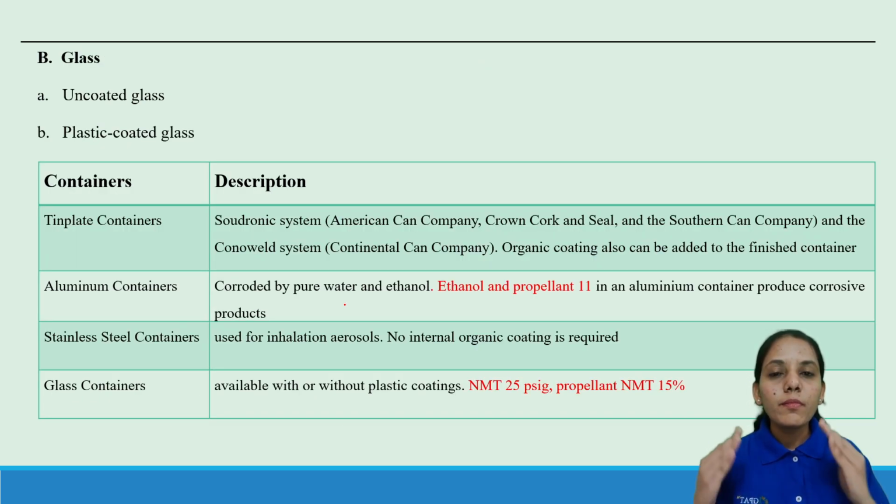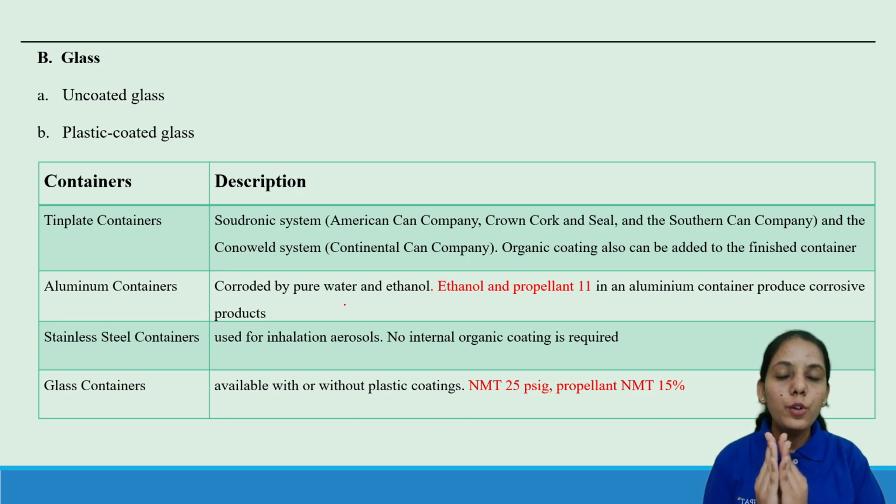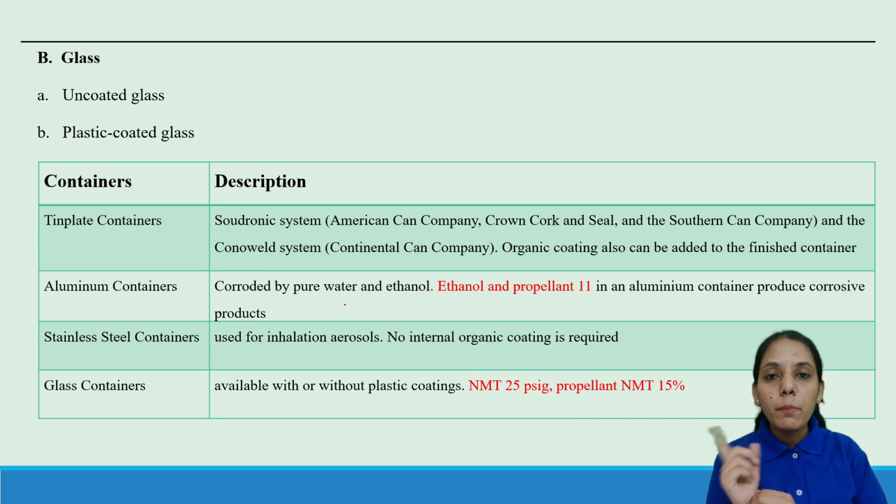Now glass, you know, if you give a little bit of pressure there are chances it will rupture or be broken down. So the pressure for glass will be different from the pressure for the other containers, the metal containers. In case of glass there are two types, uncoated glass and plastic coated glass.